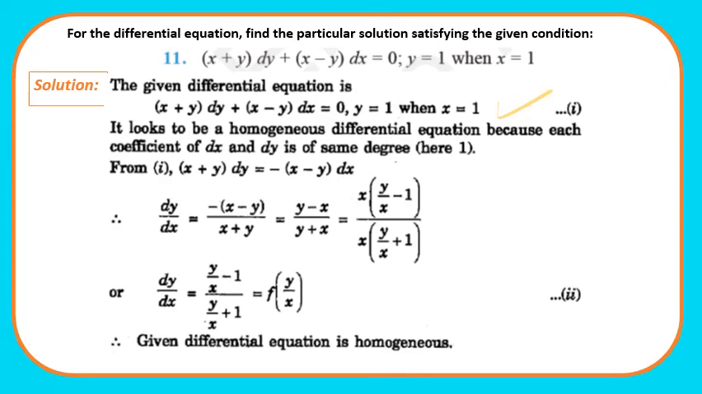So finding dy upon dx, we get dy upon dx equals to minus x minus y upon x plus y. Since we are finding dy upon dx, we need to find it in terms of y upon x. So taking x common, we get x times (y upon x minus 1) upon x times (y upon x plus 1). So x and x will be cancelled. So dy upon dx equals to y upon x minus 1 upon y upon x plus 1, which is clearly a function of y upon x. Therefore it will be a homogeneous differential equation.